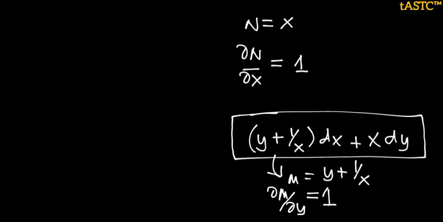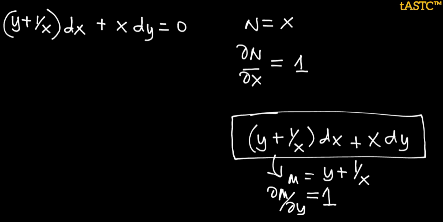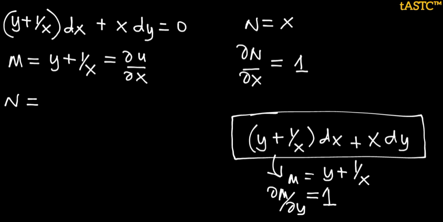So first we got (y + 1/x) dx plus x dy, and this is equal to 0. From here we know that M is equal to y plus 1 over x, and this is actually equal to partial u, partial x. We got that N is equal to x, and that is equal to partial u, partial y.